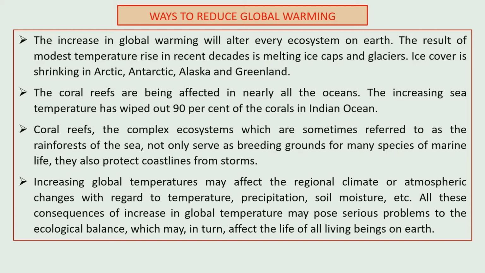So let us see what all things should be taken as measures to reduce global warming. The coral reefs are being affected in nearly all the oceans. So these are still the reasons for the impact on flora and fauna because of global warming. Coral reefs are affected in all the oceans. The increasing sea temperature has wiped out 90% of the corals in the Indian Ocean. Because of the high temperature in the Indian Ocean, 90% of the coral reefs are wiped out.